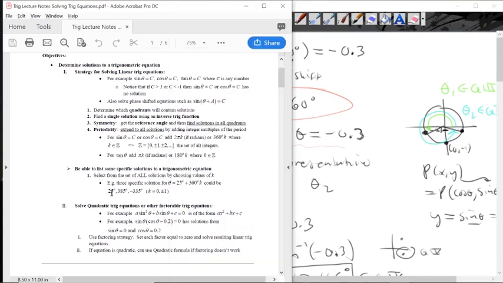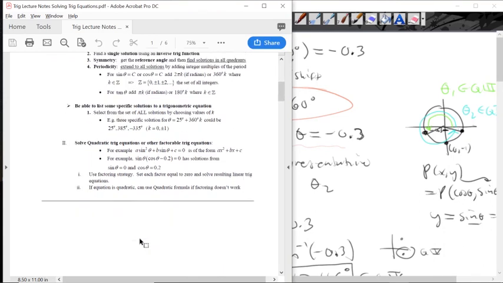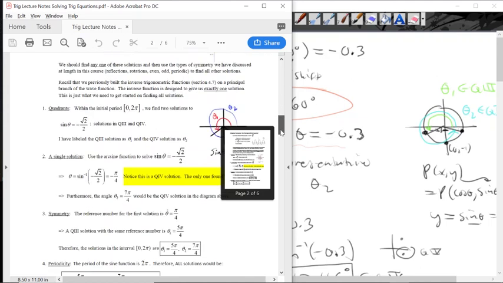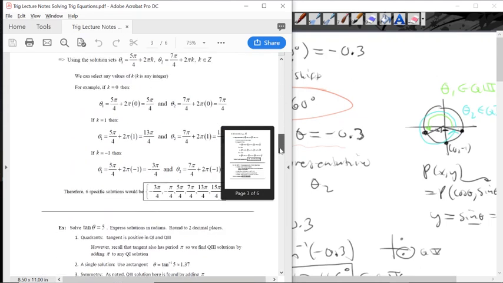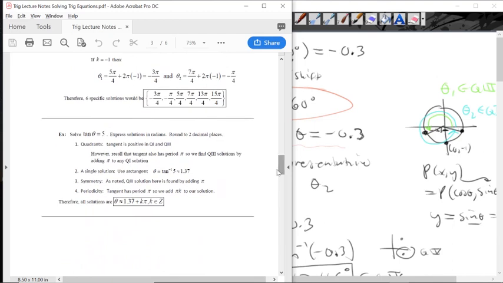All right, so what's left? Using factoring strategy and quadratic. There are some examples like that also in the notes right here. I also want to take a look at repeating solutions. Here's a tangent example right here.